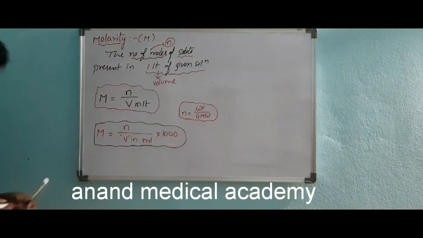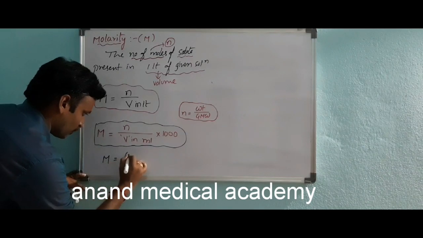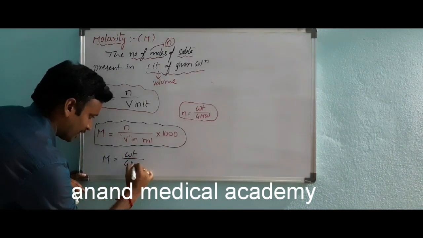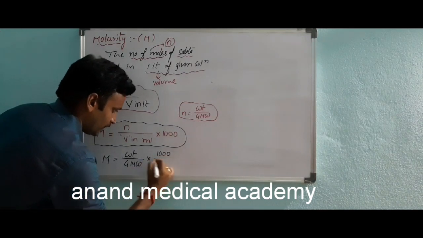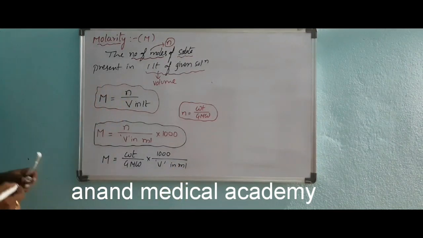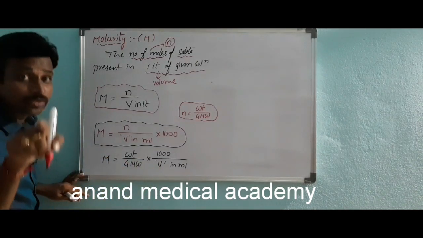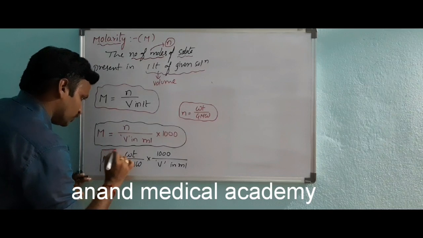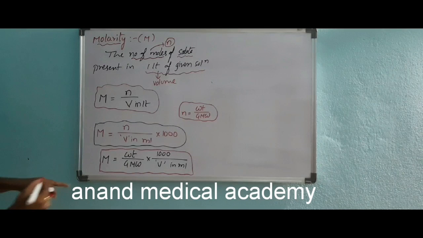So what we can write now, molarity is the weight of solute by gram molecular weight of solute into 1000 by volume of solution in milliliter. This is exactly molarity. Whose weight? Solute weight. Whose gram molecular weight? Solute gram molecular weight. Whose volume? Solution volume. So this is molarity, and which is very, very important for us.